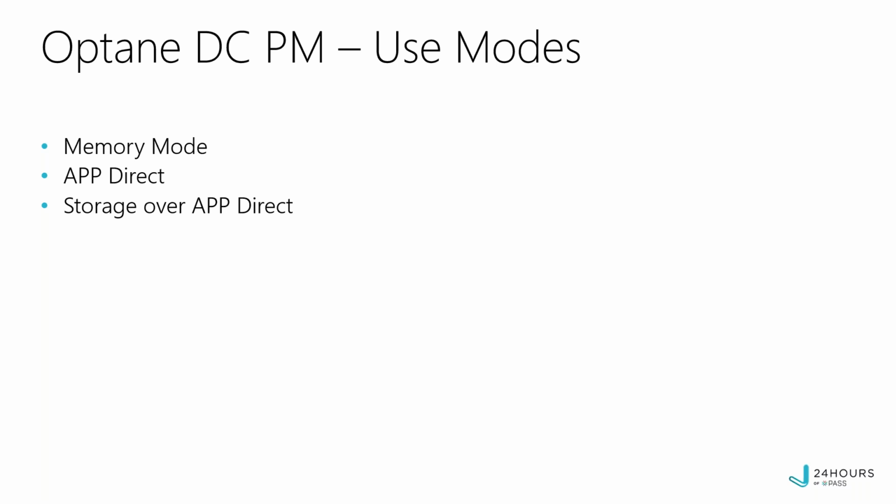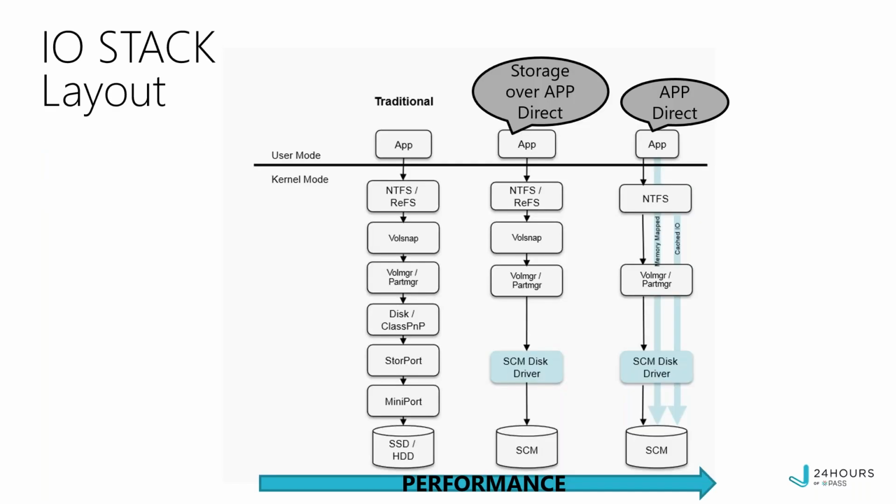So if we go back to our previous slide, basically the middle one is storage over app direct, and the right one is app direct. We're going to have a DAX file system in the app direct mode, and in storage over app direct we will not have a DAX file system.